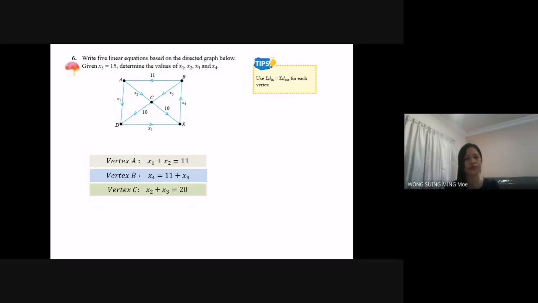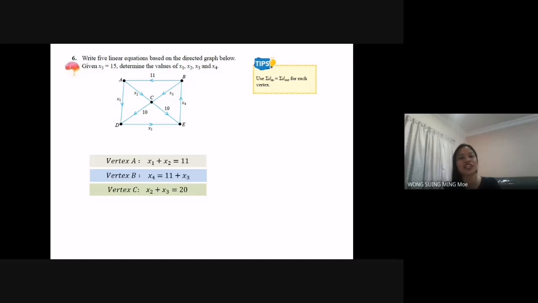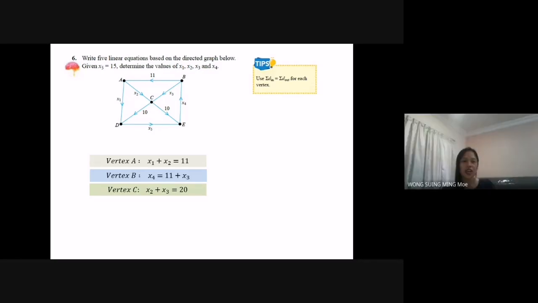Okay, now tell me C. How to write the linear equation for C? S2 plus S3 equals 20. Yes, very good. You look at the degree in here, we have 2 in, right? So S2 plus S3. Then degree out, we have 2 out also, right? So 10 plus 10 is equal to 20. That's why you write S2 plus S3 equal to 20. Okay, good.